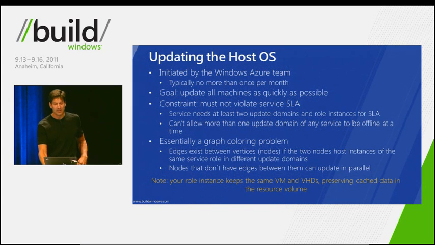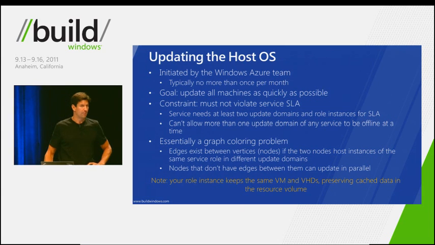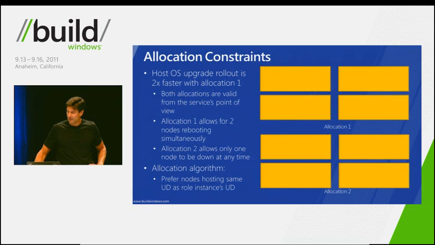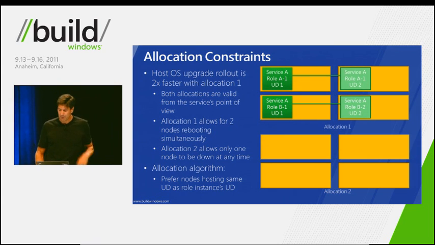Now, updating the host operating system is something we do about once a month. We march through update domains. We never take down 2 instances across different update domains. What that means is that we've got a placement issue. If we fragment update domains, if we put update domains from different services on the same blade, we can end up where we've got to basically march through all 1,000 or so machines in a cluster sequentially to update the host OS, because we have to honor your update domains. So this is an example of 2 allocations.